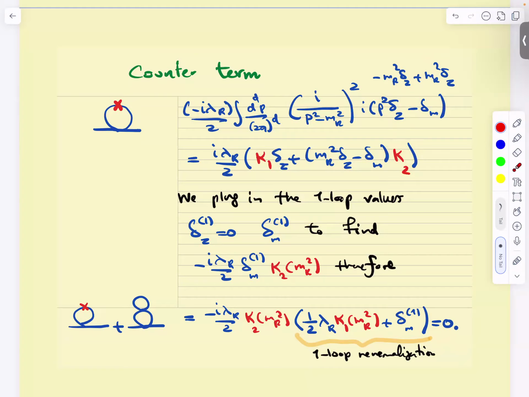Very good. Now what are we going to do? We're going to plug in the tree-level, the one-loop values of delta_Z and delta_m here to compute this.